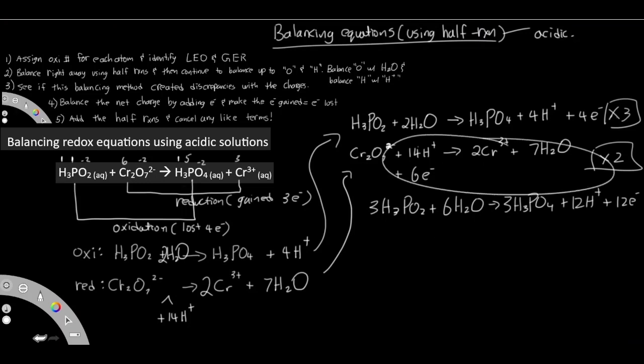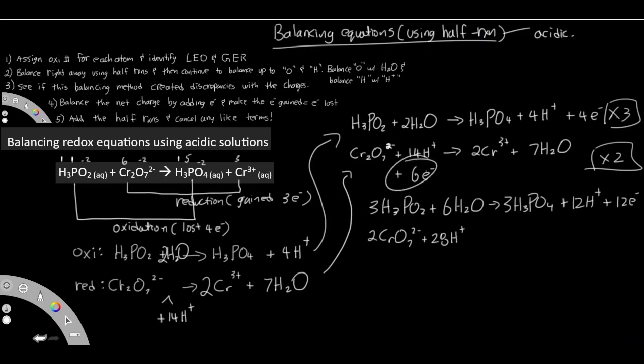You do the same thing down here, so you get 2 Cr2O7. And then this 14 times 2 gives you that 28 H plus. Oh, we can't forget the electrons over here, so 6 times 2 will give you that 12 electrons. And then this one over here, we have 4 chromium ions, and 7 times 2 gives you 14 H2Os.